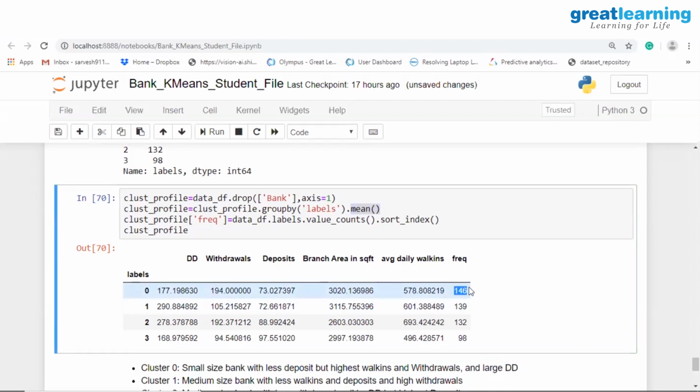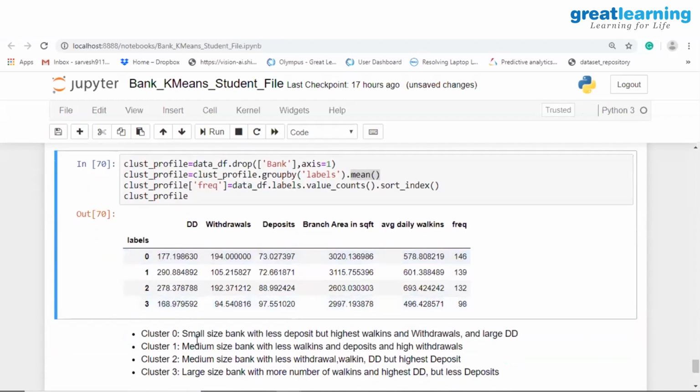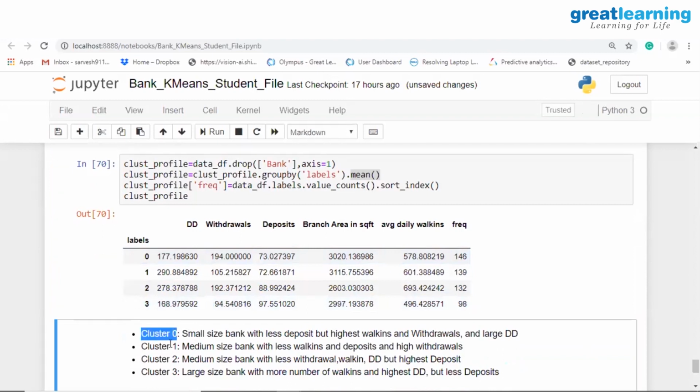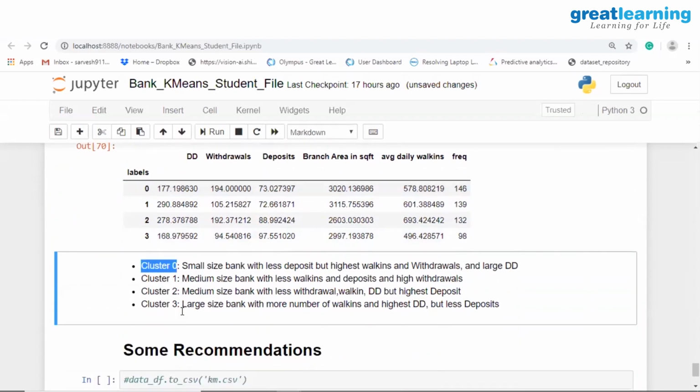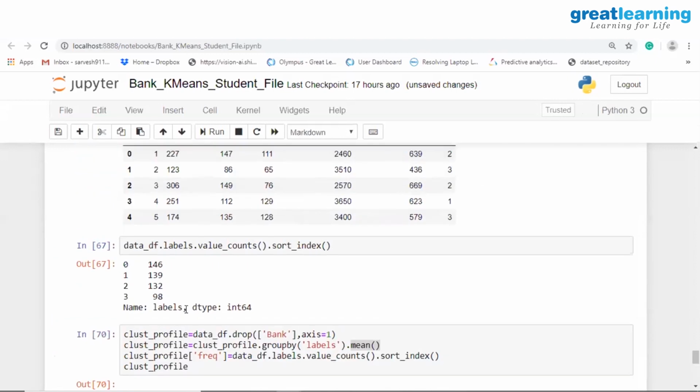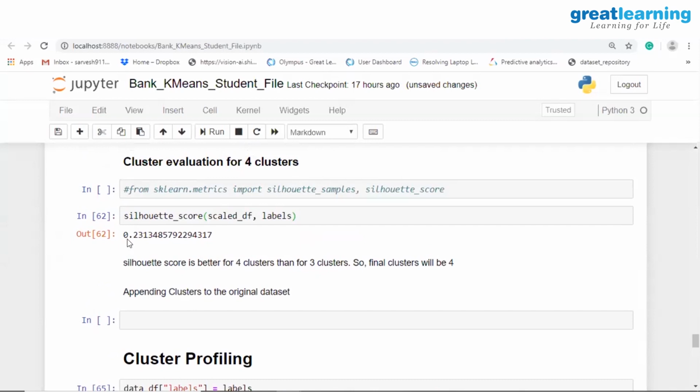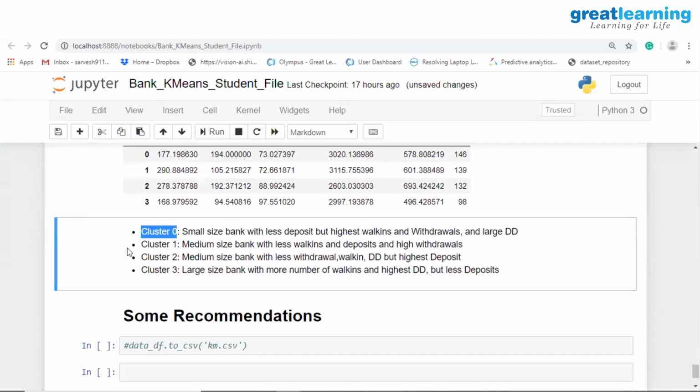There are 146 observations present in this cluster 0, the first cluster. 139 observations in label 1, 132 observations in label 2, and 98 observations in label 3. I've taken average DD value, average withdrawals, average deposits, average branch square feet, and average daily walk-ins. Now, what could the conclusion be? I've created the recommendation for the 4 clusters, even though the 5th cluster has a higher silhouette score. I created a recommendation earlier for the preparation of the class. So let us discuss that.